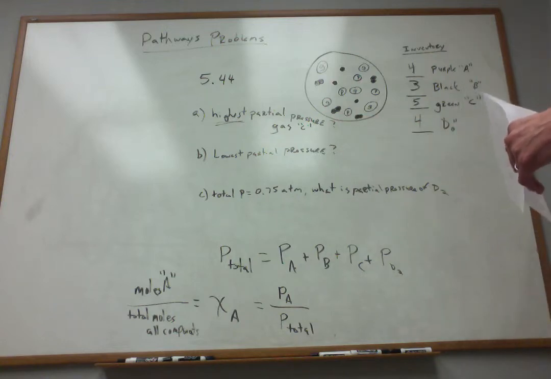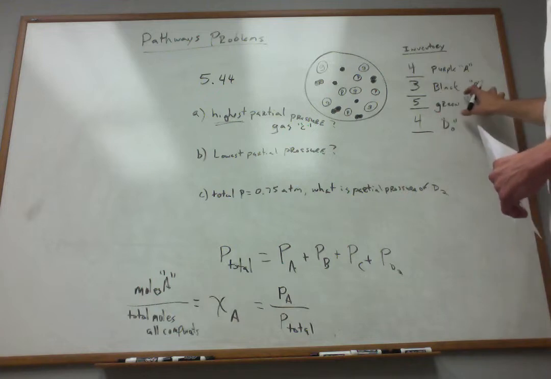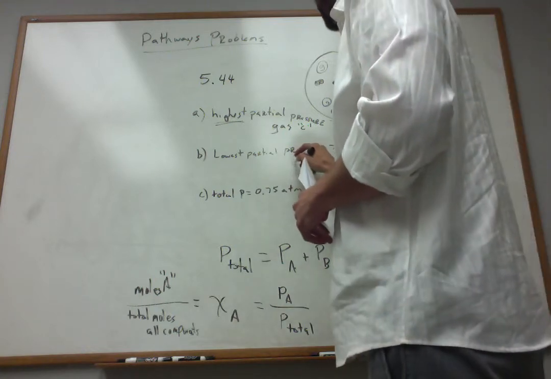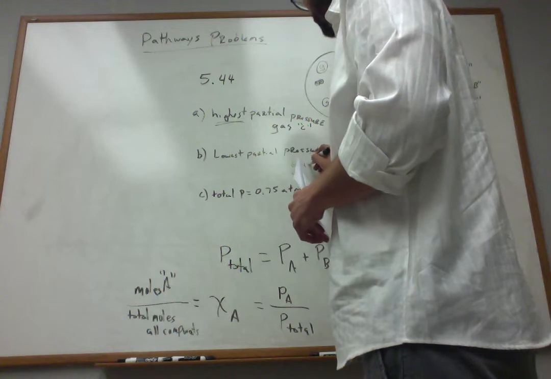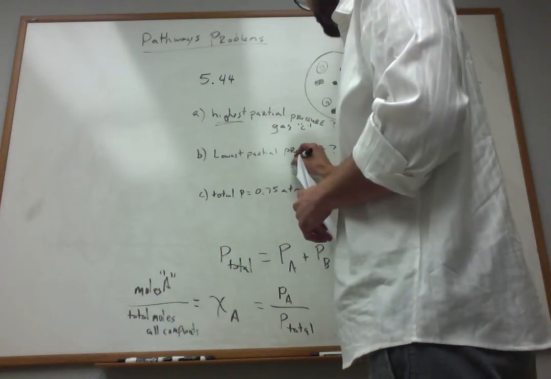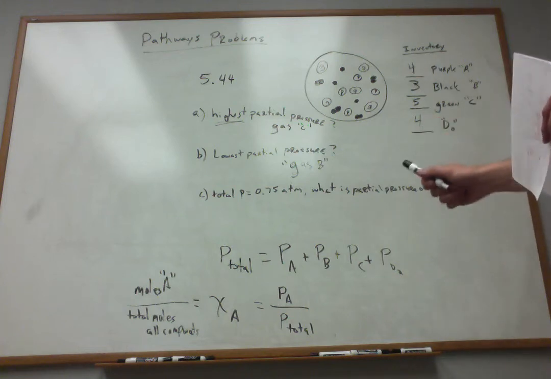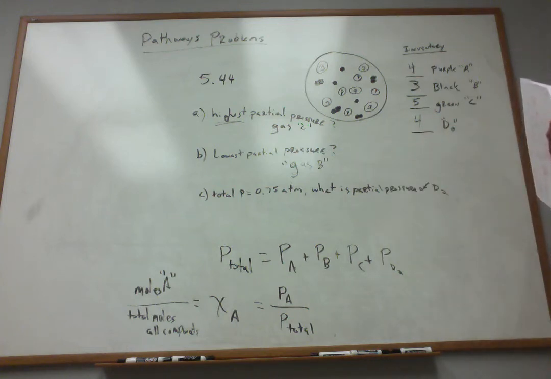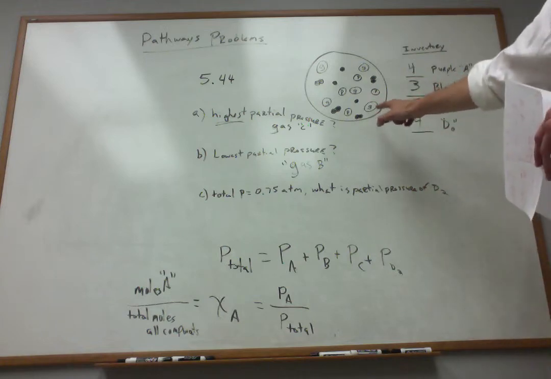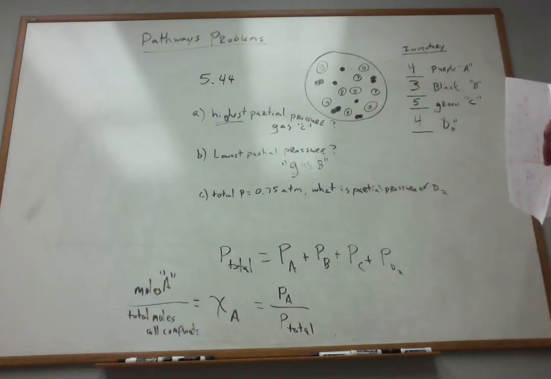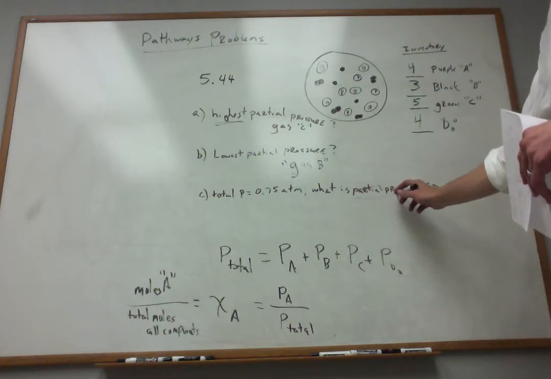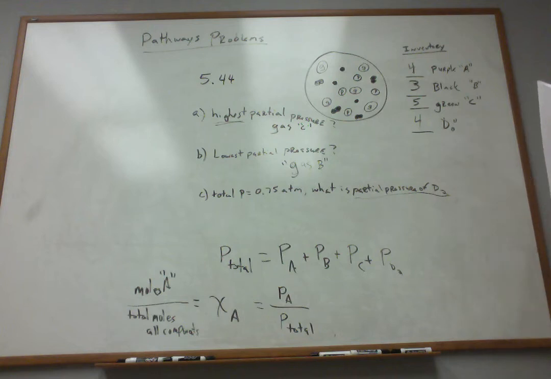Now likewise, the lowest partial pressure, that's the one that's going to be least abundant. In this particular case, that's going to be gas B. Lastly, the last one, I think, right? Letter C here. It tells us the total pressure inside that container is 0.75 atmospheres, and it wants to know what is the partial pressure of the D2.